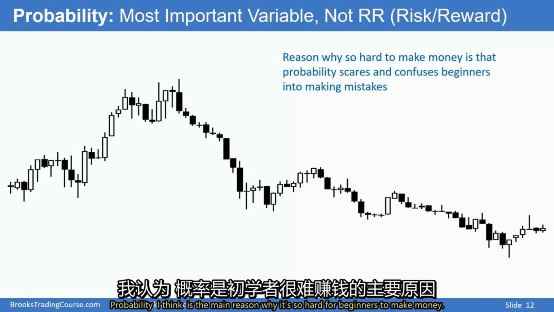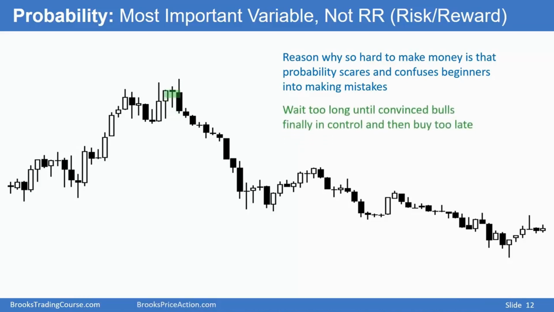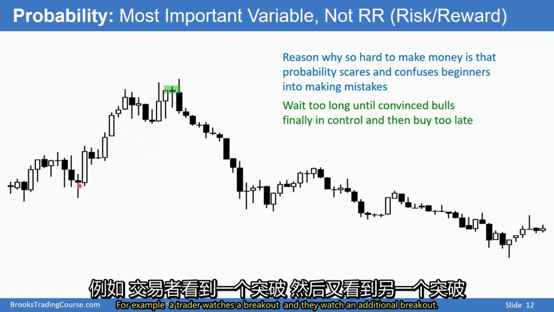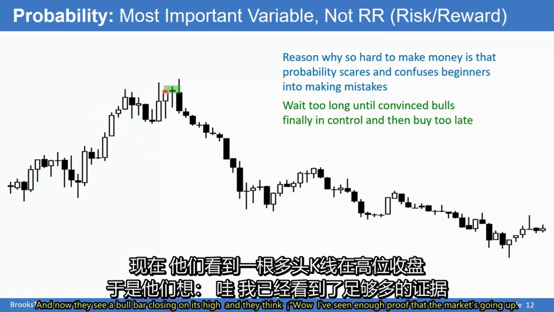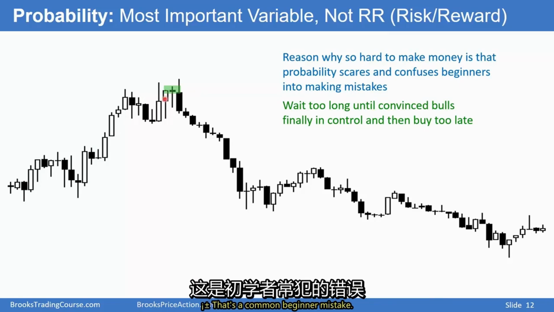Probability, I think, is the main reason why it's so hard for beginners to make money. That lack of certainty confuses traders and it scares traders, and they end up making a lot of mistakes. For example, a trader watches a breakout and they watch an additional breakout, and now they see a bull bar closing on its high and they think, wow, I've seen enough proof that the market's going up. Maybe I'll finally buy here. That's a common beginner mistake.